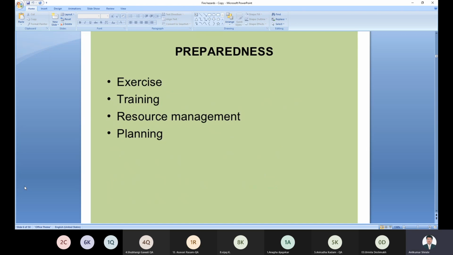Then preparedness: we can exercise and train on how to prevent the fire. We give proper training for prevention of the fire. Then resource management: the resources required for preventing the fire must be planned, and we have to procure them before any fire occurs. A proper plan is very important for these aspects.